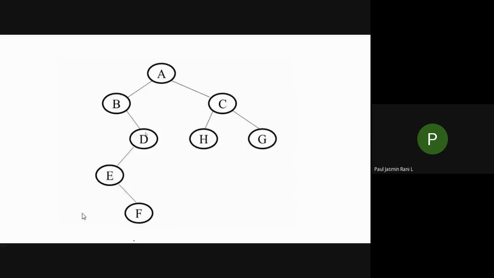Tulasi Mani, Harshini, Sutika, Amadavashni. Yes, correct. This is the right answer. Saranya, Tamil Arasi. Yes, these are the correct answers.